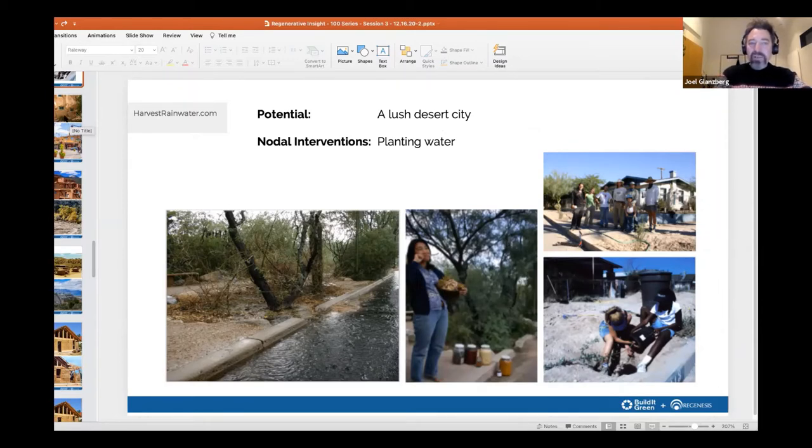planting that water and planting trees following planting the water, began to transform his neighborhood, which you could see over here on the right, the neighbors getting together to do this up and down the block, and then spreading throughout the city of Tucson and beginning to turn it back into a lush desert city.